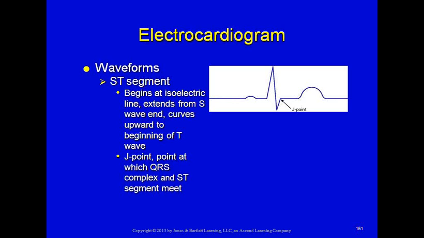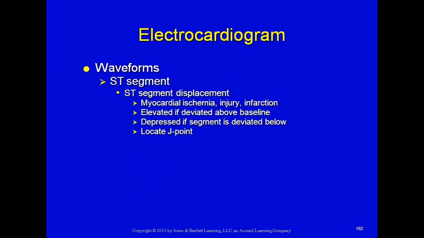So from the J point, we look at that ST segment and we say, is it above the isoelectric line more than 1 small square? Is it depressed below the isoelectric line more than 1 small square? And if it is, it might indicate injury or ischemia. And that's just what this slide says, that the ST segment displacement, whether it be elevated or depressed, may indicate ischemia, injury, or infarct.